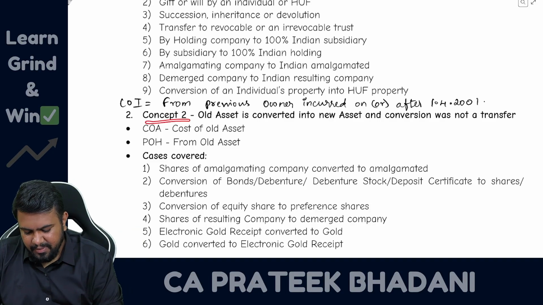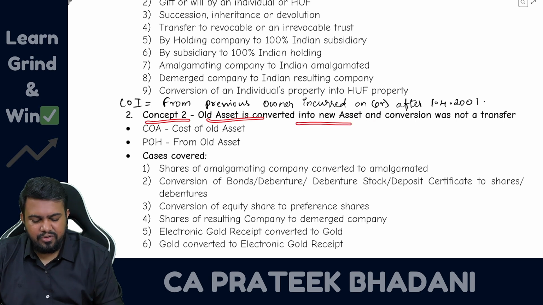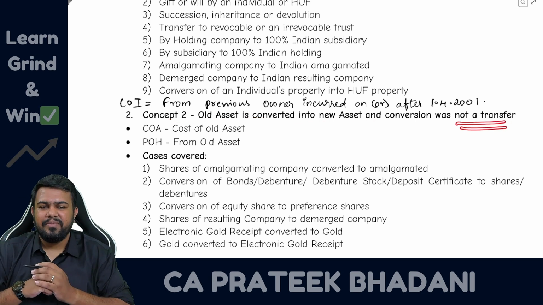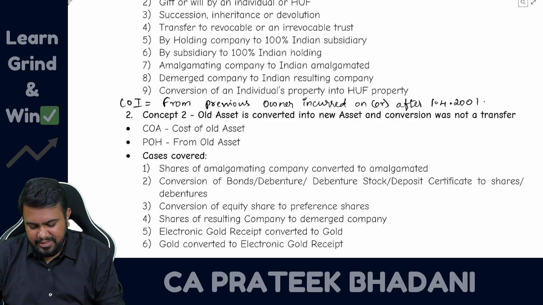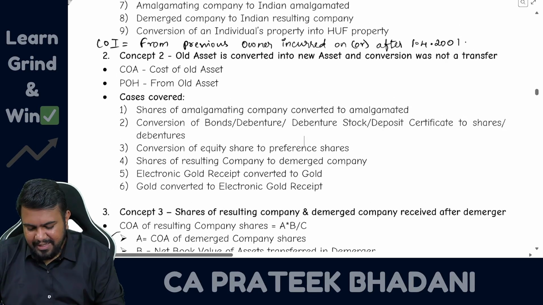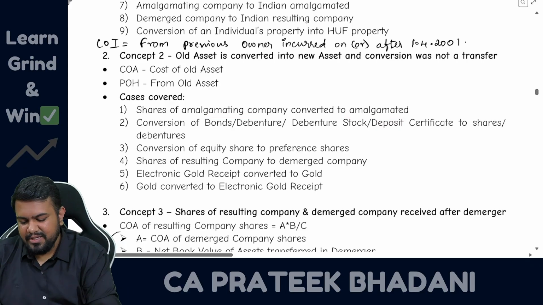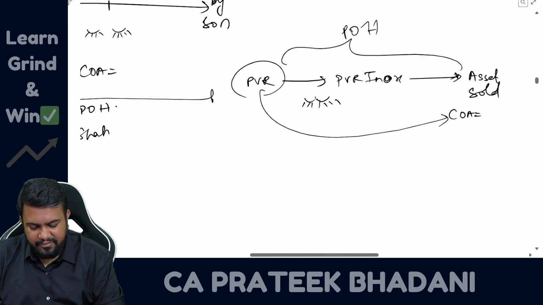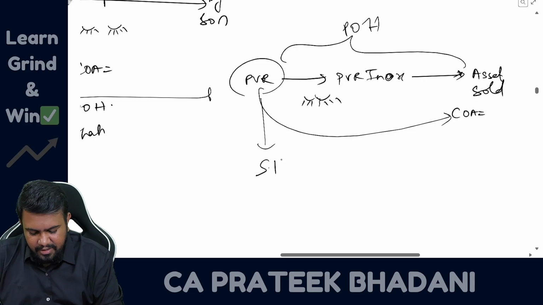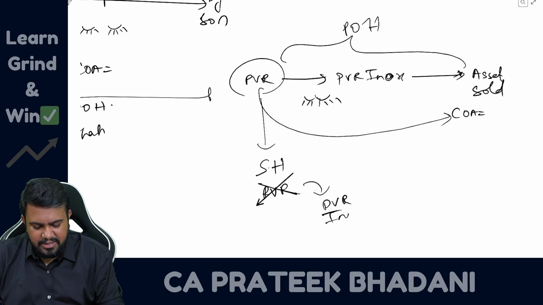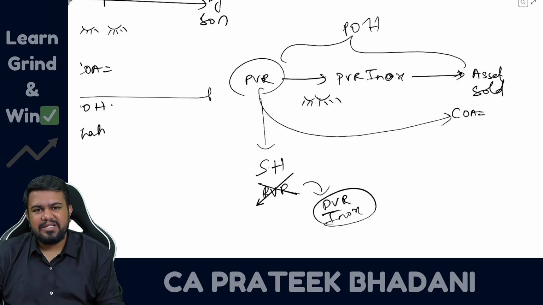Next one, concept number 2. Old asset is converted into new asset, and this conversion was not regarded as transfer. Let me give you an example. Let's say amalgamating company shares converted to amalgamated company shares. In this PVR Inox itself, let's say there was a shareholder of PVR. He was having PVR shares. Now his PVR shares got cancelled and converted to PVR Inox shares. So now his new shares are PVR Inox.